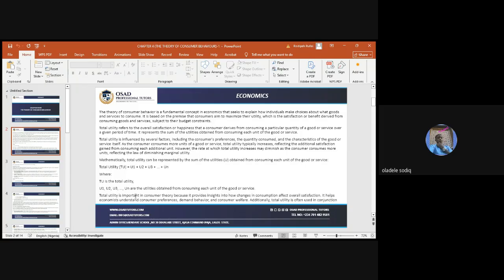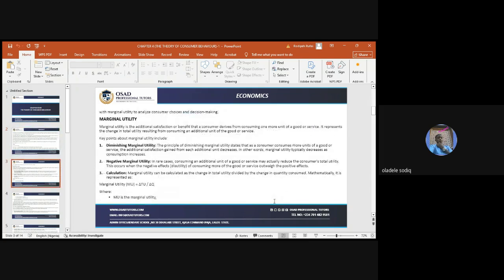So total utility is important in consumer theory because it provides insight into how changes in consumption affect satisfaction. It helps economists to understand consumer preference, demand behavior, and consumer welfare. Additionally, total utility is often used in conjunction with marginal utility. So when we're talking about total utility, we cannot separate marginal utility from total utility. So let's move on to the concept of marginal utility.